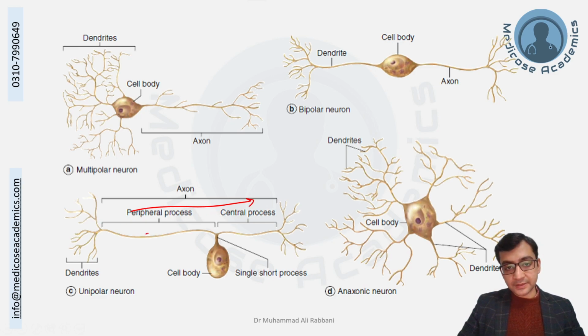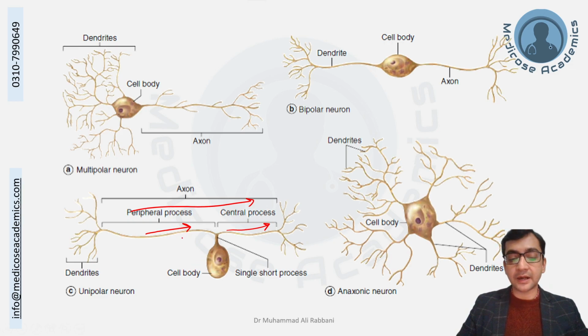So the peripheral process is acting as a dendrite, and the other process is acting as an axon, taking the signal. That is why, because the signal is being transmitted in both directions, in the dendrites away from the cell and towards the cell, sometimes rather than calling them unipolar neurons, they are called pseudo-unipolar neurons.